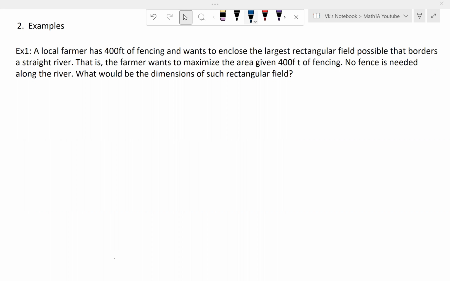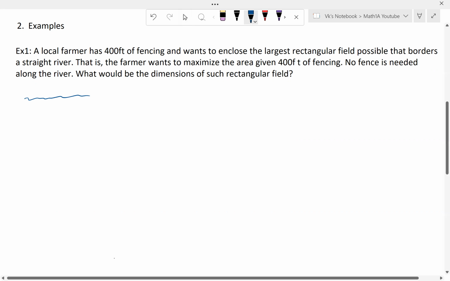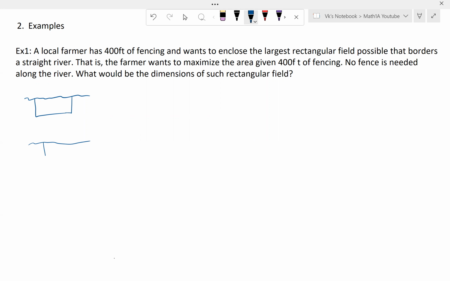Let's take a look at a few rectangular fields. Here comes the river. The field can look like this, or it can look like this, or it can look like a square. So which one is it? We don't know. To do the problem, we only need one sketch. So let's take the first one. The width is x and the length is y.